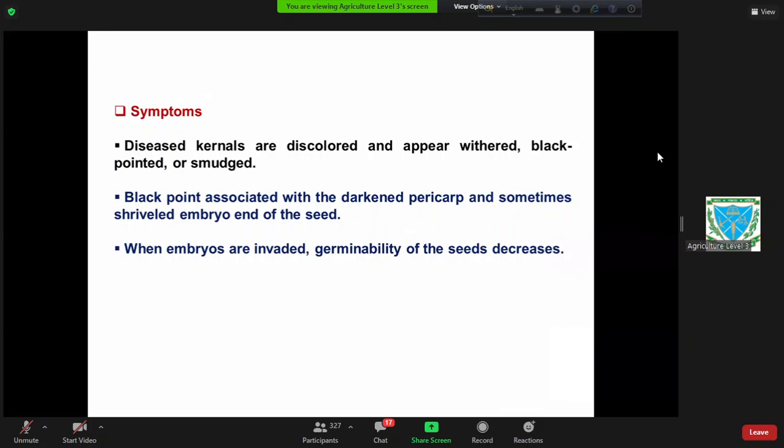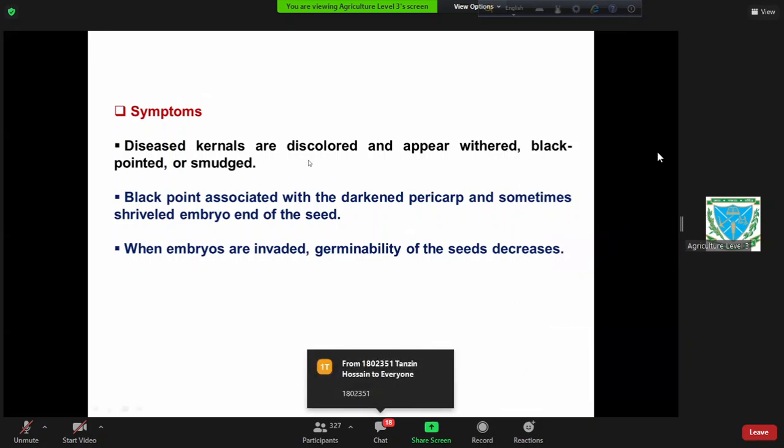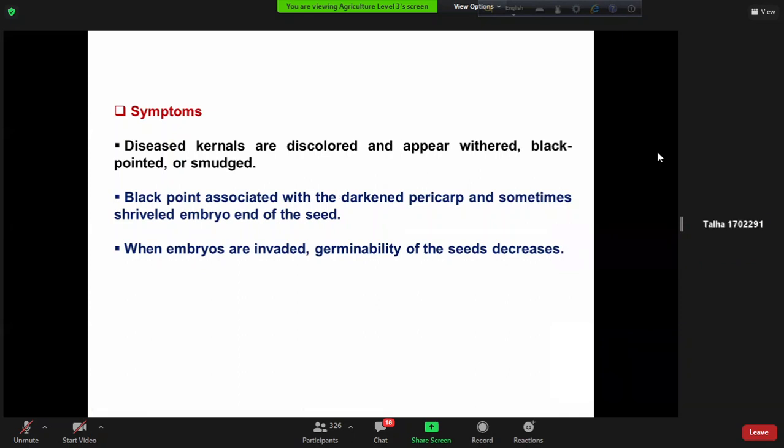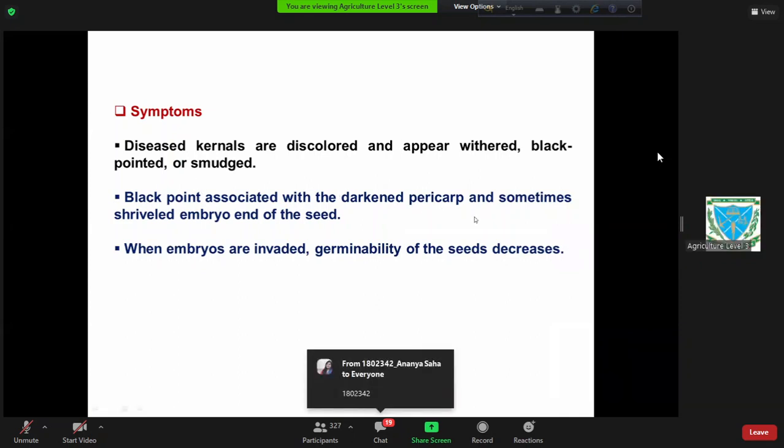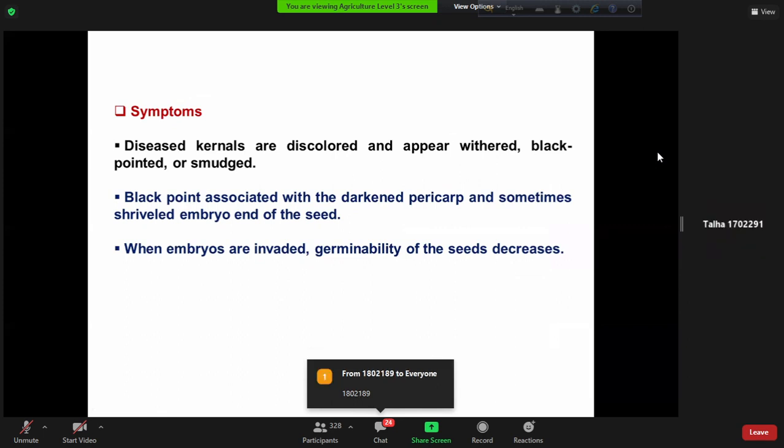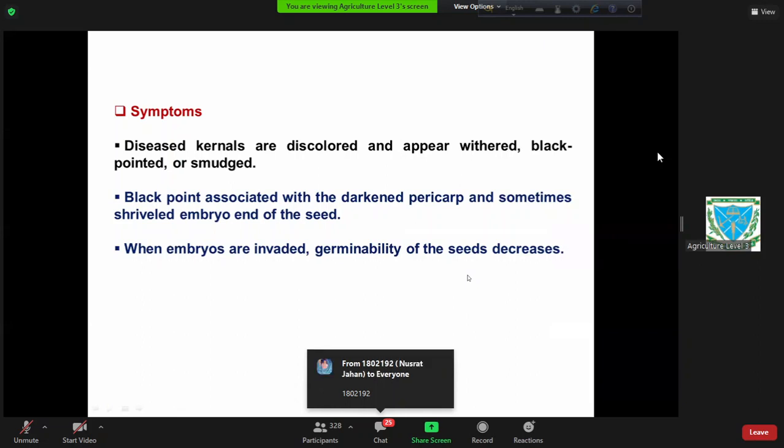So you see the disease condition: grains are discolored and appear withered, black pointed or smashed, changed from normal color. And you see the black point associated with darkened pericarp and sometimes shriveled embryo of the seed. The embryo becomes shriveled, and it has been seen that when it goes above 5%, germination gradually decreases. And when the pathogen invades the embryo, its germination capability gradually decreases.